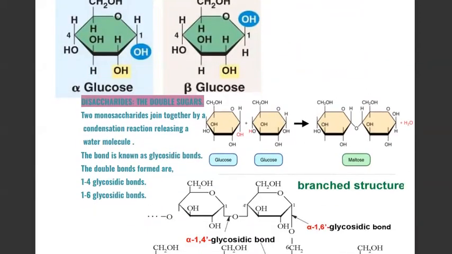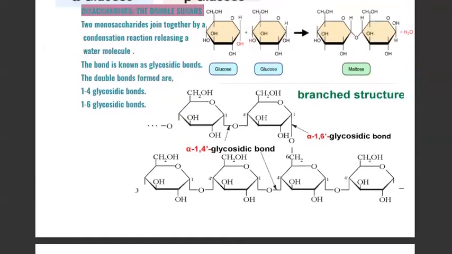Disaccharides, the double sugars. 2 monosaccharides join together by a condensation reaction, releasing a water molecule. The bond is known as glycosidic bonds. The bonds formed are 1 to 4 glycosidic bonds, 1 to 6 glycosidic bonds.